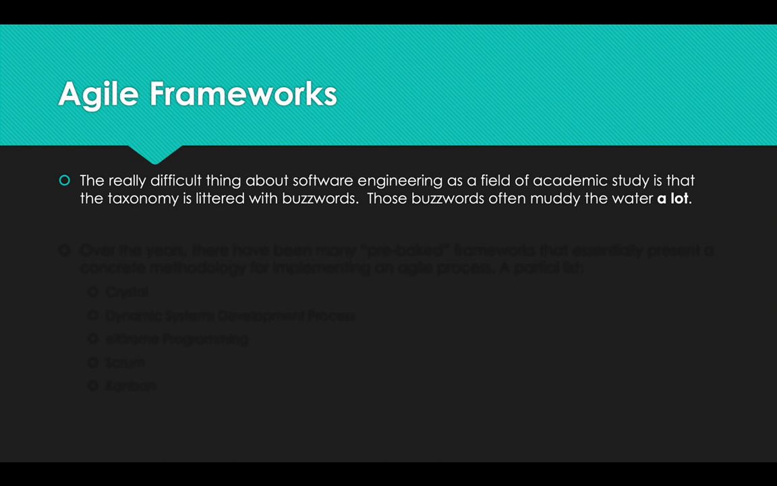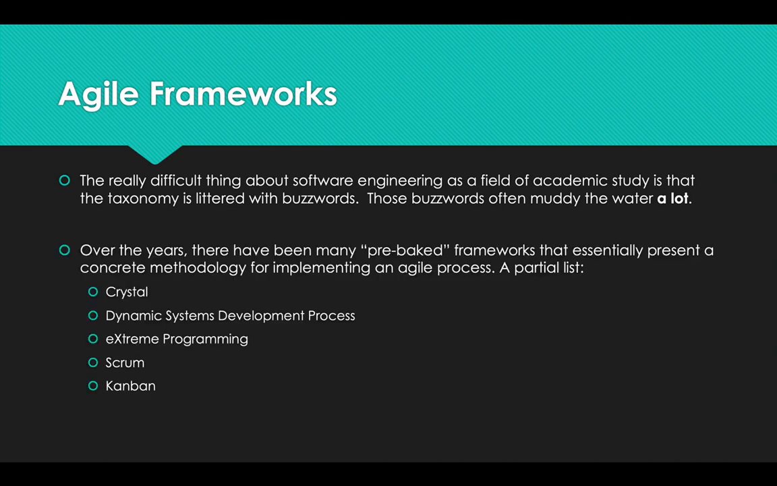So one of the things you're going to find out very quickly in the class is that software engineering, sort of like artificial intelligence, has an obnoxious number of buzzwords associated with it. These buzzwords can really muddy the water and make it unclear what somebody is actually trying to communicate about software engineering. Over the years, there have been many different pre-baked frameworks that present concrete ways of implementing specific Agile processes.